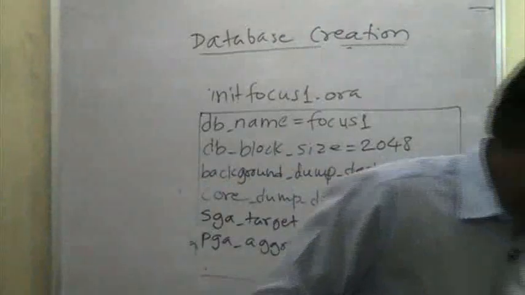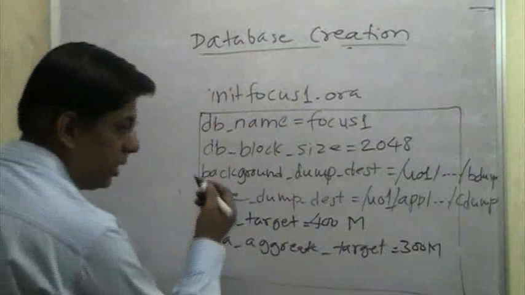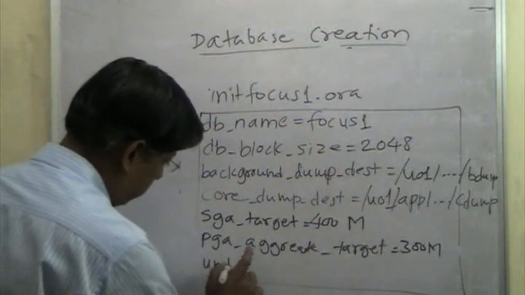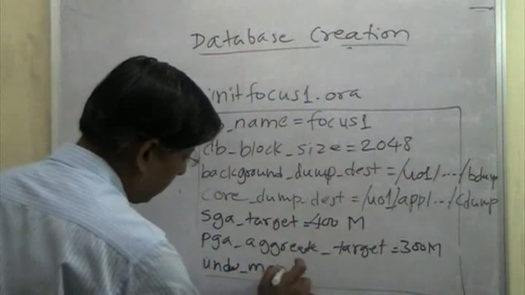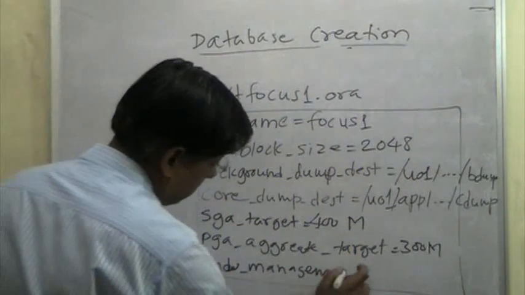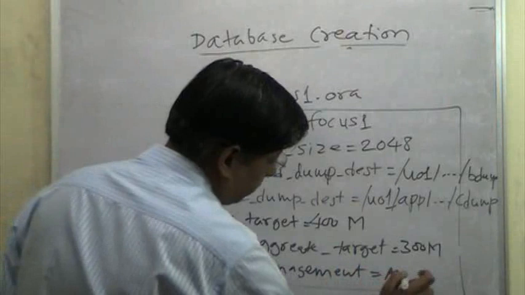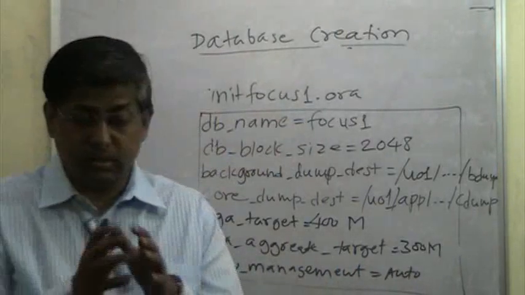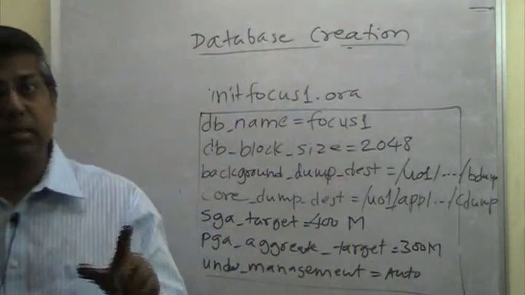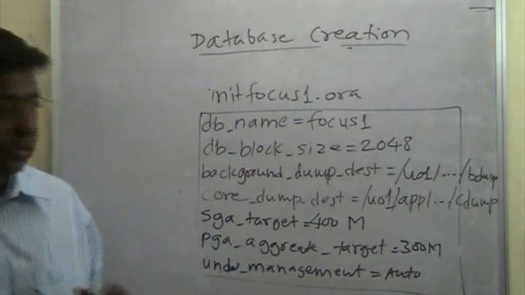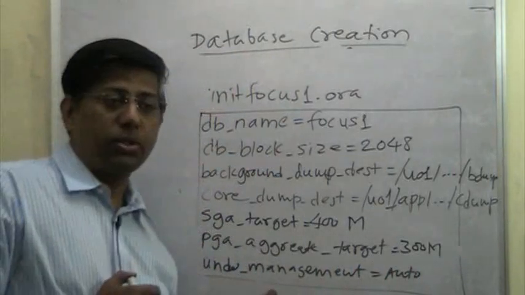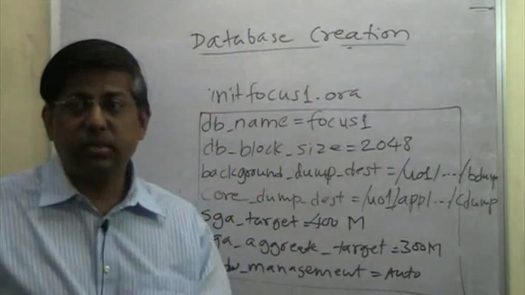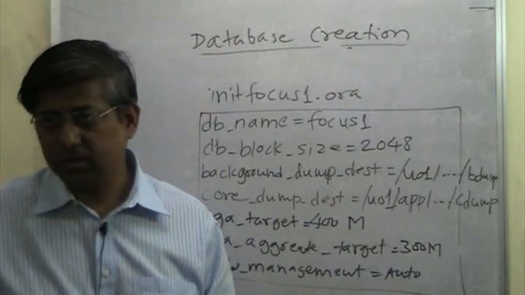Now, certain other initialization parameters that you need to put: there is undo_management equal to auto. So automatically manage the undo tablespace, the sizing of the segments inside the undo tablespace. Let me repeat this. Automatically manage the sizes of the undo segments inside the undo tablespace.